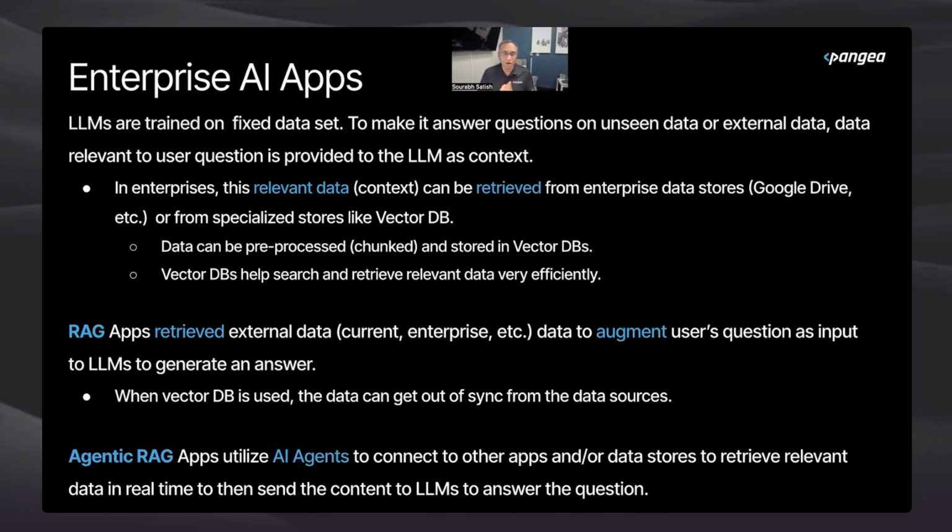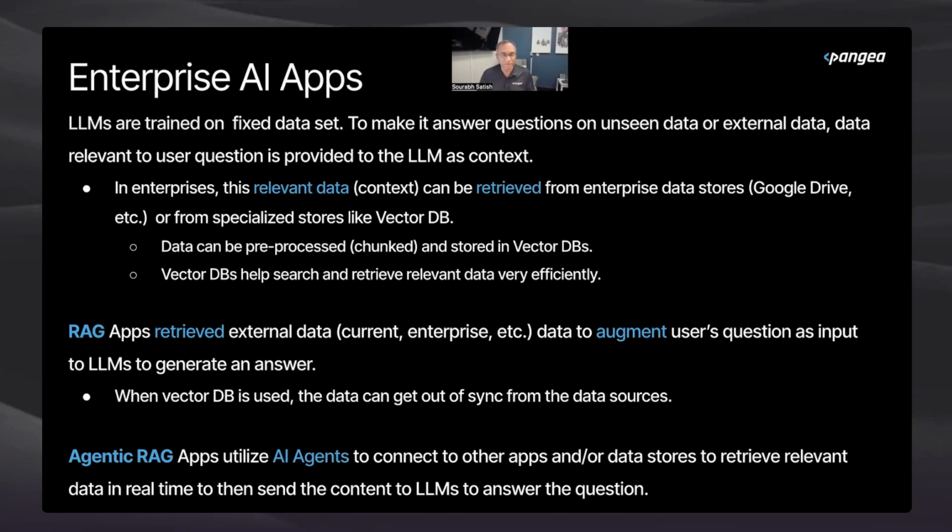So retrieval augmented generation is really the term given to this kind of capability where the data is retrieved from other data sources and augmented to the user question as an input to the LLM to generate an answer. And very often, it's stored in a vector DB, which is nothing but a specialized database for efficient information retrieval.